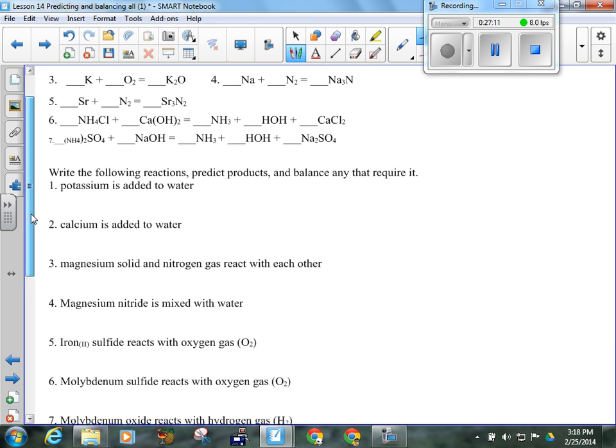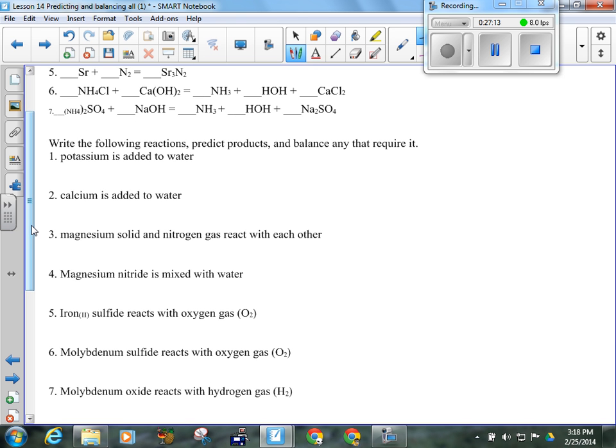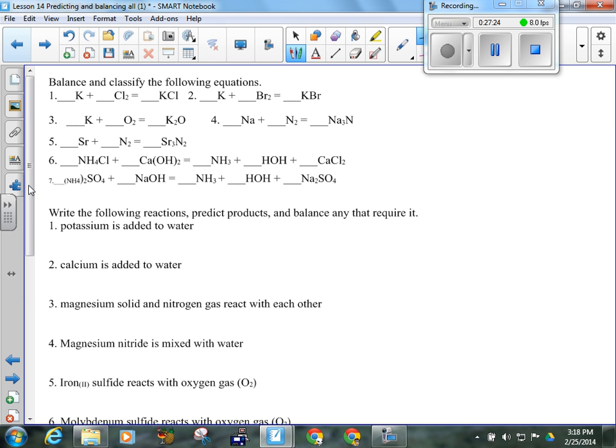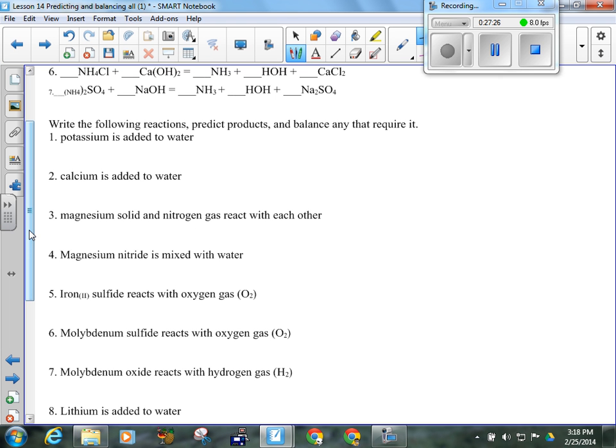For these other ones here, we're predicting the products and balancing any that require it. And the other sheet you have is not this one, it's a different one. You might actually want to start with the other one unless you really want to try the prediction stuff first. So for number 1 here, just to show you what goes on.